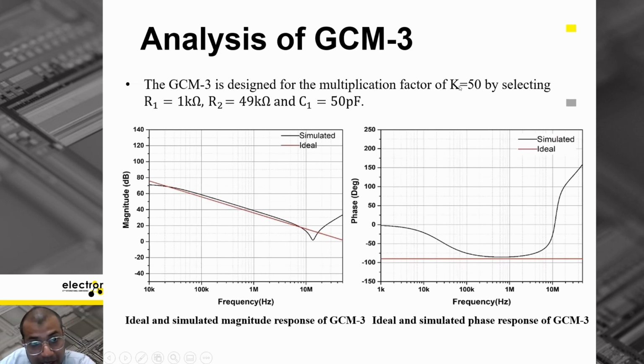In the same way, we have analyzed GCM3, but for GCM3, we have designed it for a gain factor of 50. We have taken R1 as 1K, R2 as 49 kilo ohm, and C1 as 50 picofarad. The gain factor here is 50, which means it is realizing 50 times the capacitance.